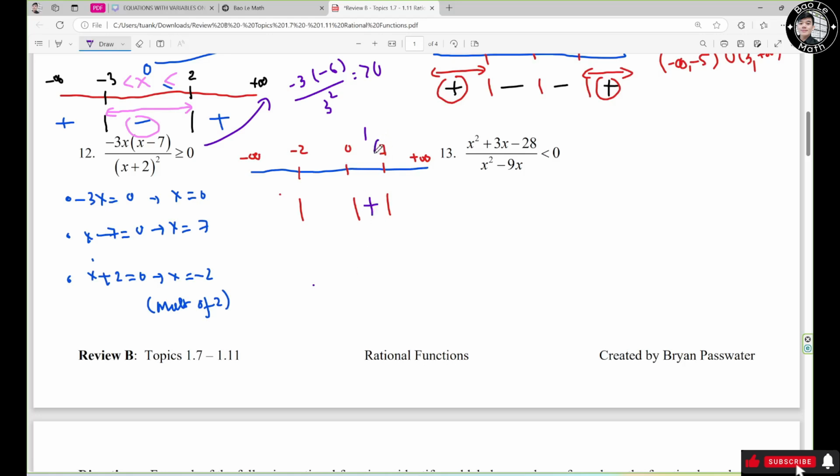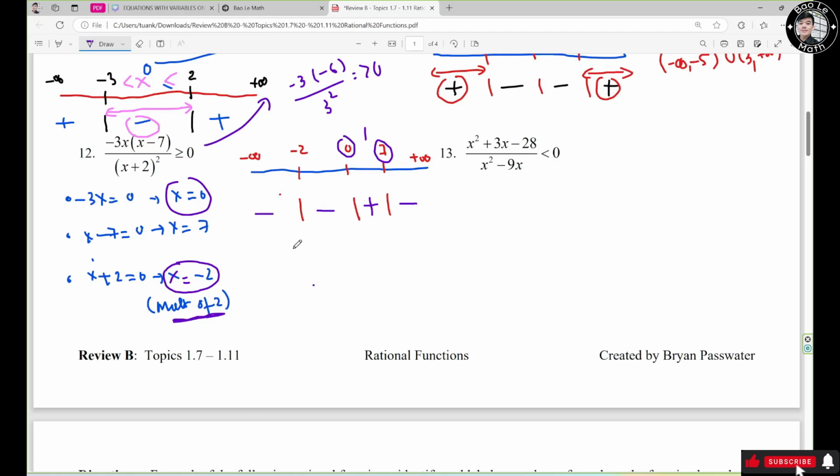Now we're going to check this one right here. 7 has a multiplicity of 1, so we need to change the sign, so it becomes negative. Now 0 right here has a multiplicity of 1, so we need to keep changing the sign. Now x equals negative 2 has an even multiplicity, so you need to keep the sign. So this is negative, and this one must be negative.